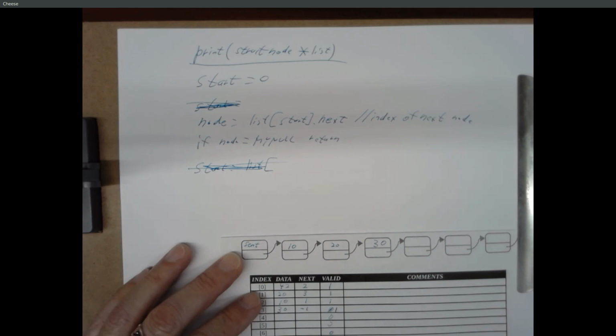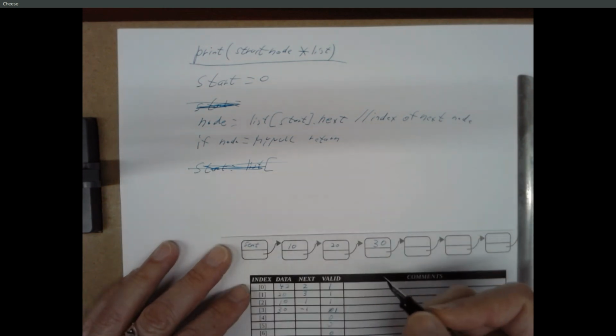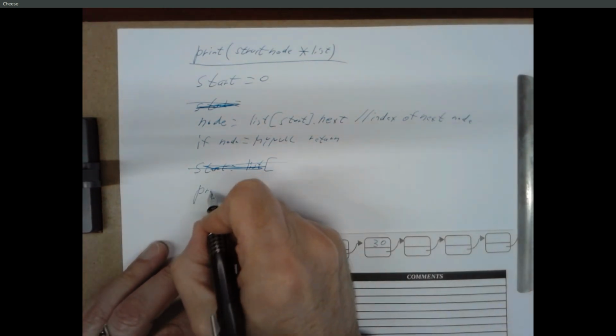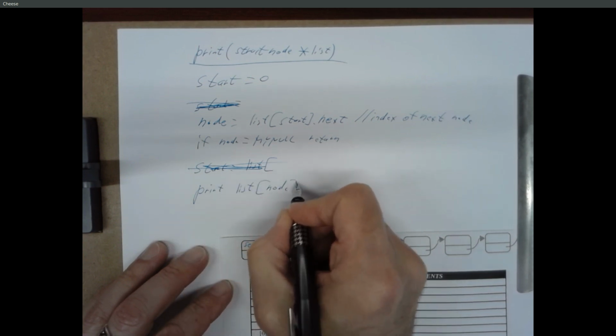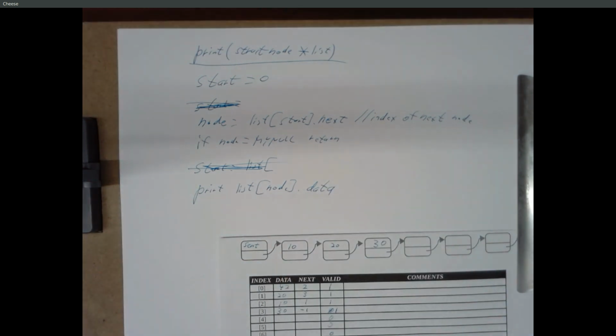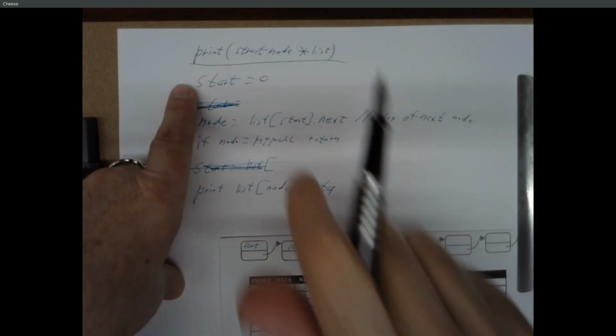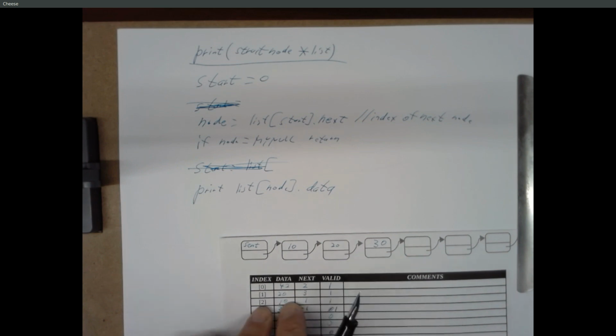Let's see, there's a few different ways to do this. Okay, we definitely want to print list bracket node dot data, right? It's the data value of whatever the next node is. So if we start off with this, start equals 0, node will be 2. It's not equal to my null, so we'll print list bracket 2 dot data. That's going to print out our 10.